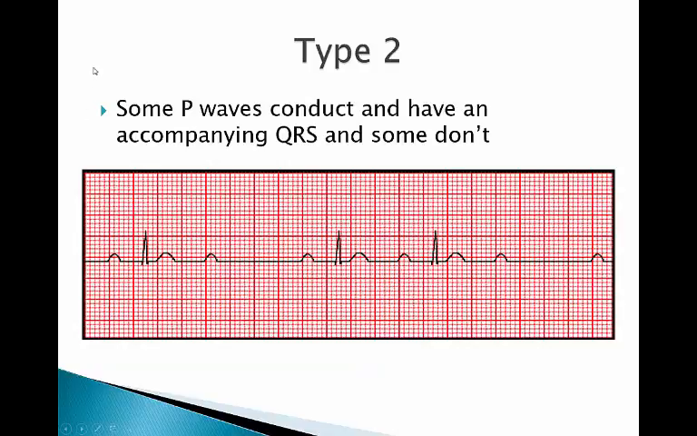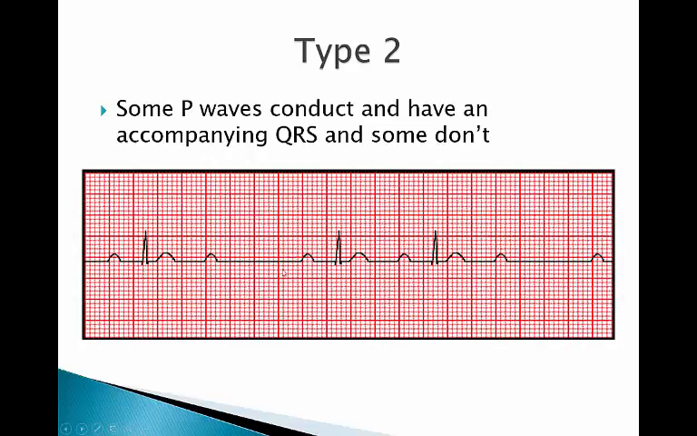Type 2 is where some P waves go through and some P waves do not. In this case, you've got a P wave, QRS, and a T wave. I think it's just the picture representation, but it takes a little bit longer sometimes for these P waves, or these electrical impulses from the atria, to go through. But this one did, so you've got a QRS.